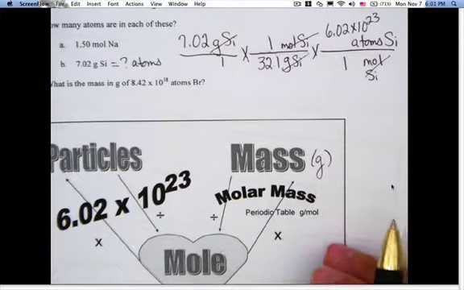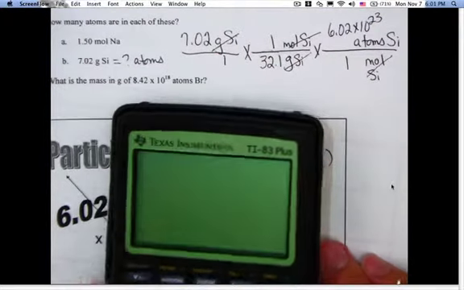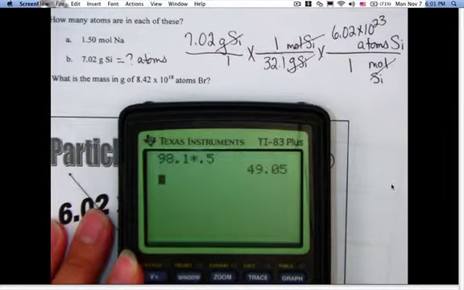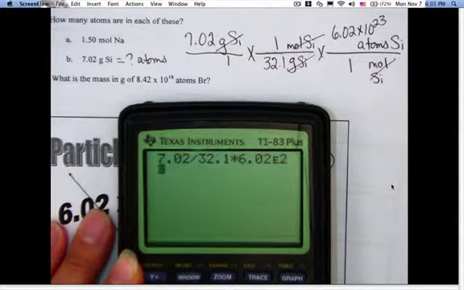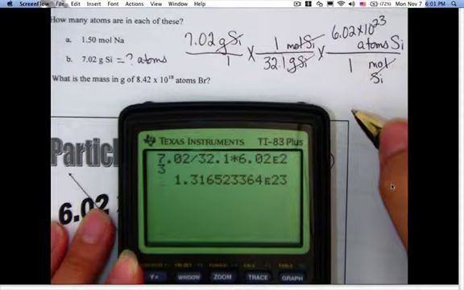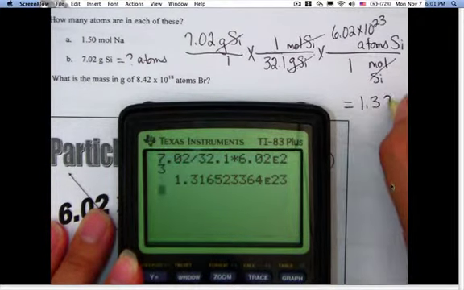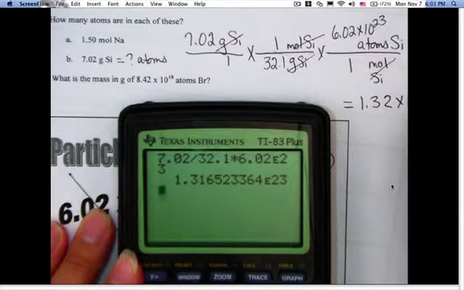Right? So now we're ready just to do a little math. Remember, we multiply all the numbers on the top and divide by the numbers on the bottom. 7.02 divided by 32.1 times 6.02 E 23, enter. And this answer is, I need 3 significant digits, so I'm going to round it off to 1.32 times 10 to the 23rd atoms of silicon.